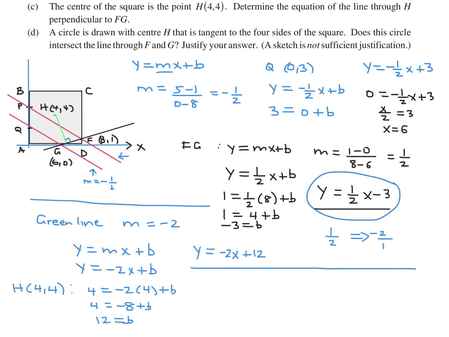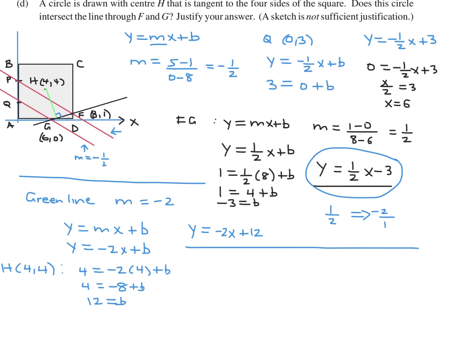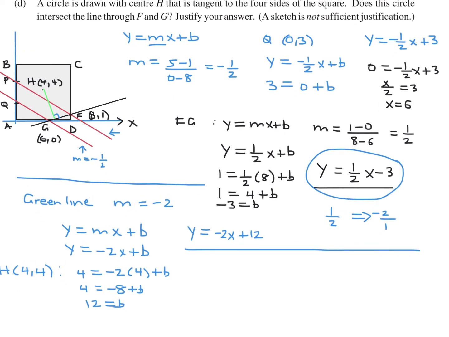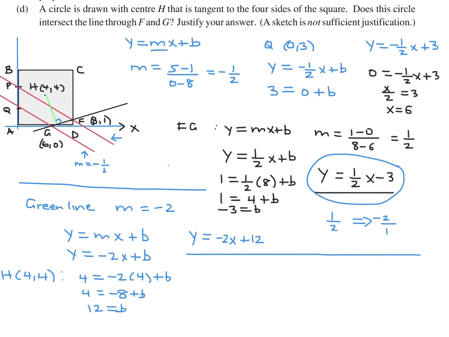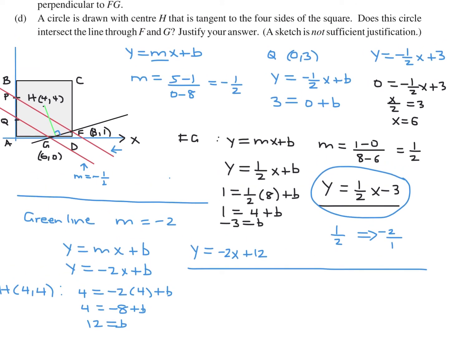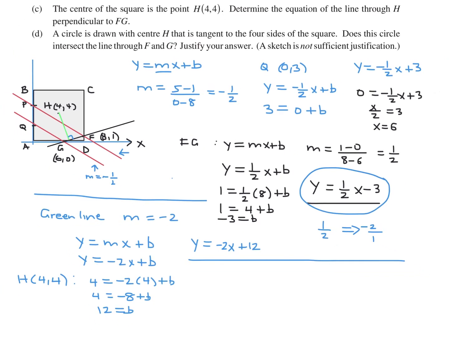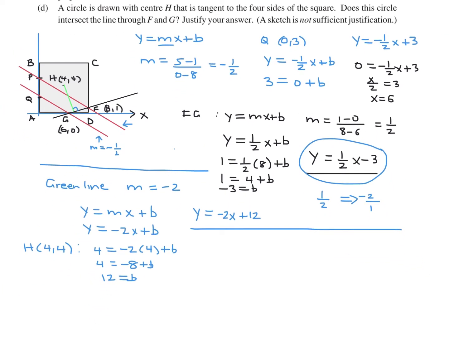Great. And finally D. A circle is drawn with center H that is tangent to the four sides of the square. Does the circle intersect the line through FG? Justify your answer. Okay. Let's see here. So let's see if we can first draw a circle. So in order to prove or disprove that the circle intersects the line through FG, if that was the case, then that would mean that if you drew a line from the center to FG, it would basically be the radius.